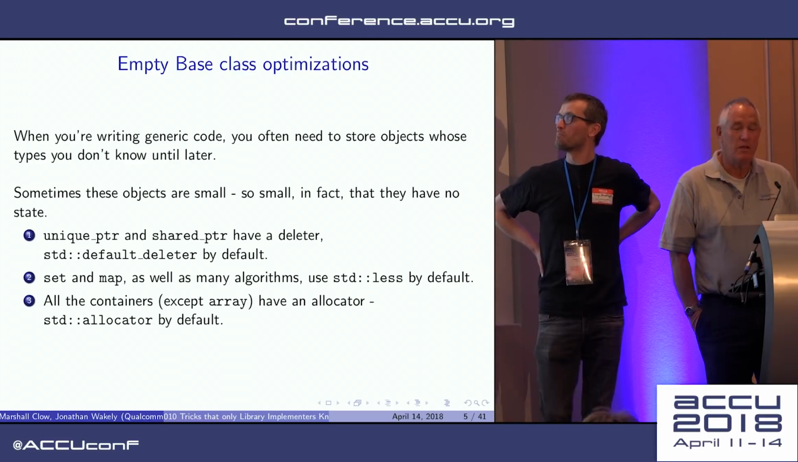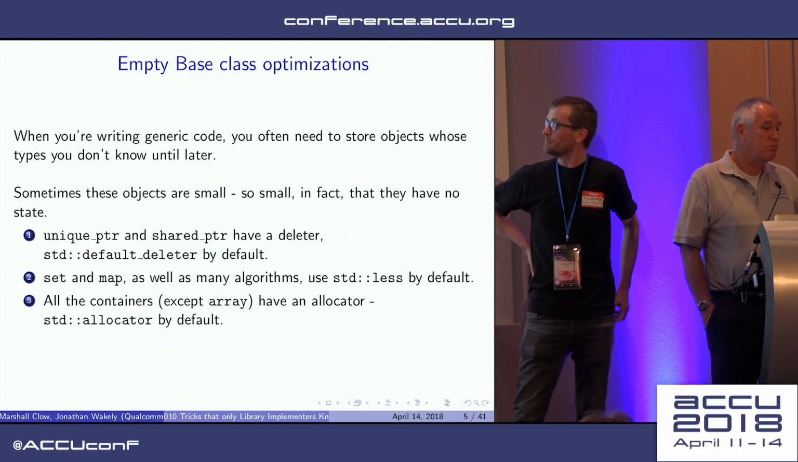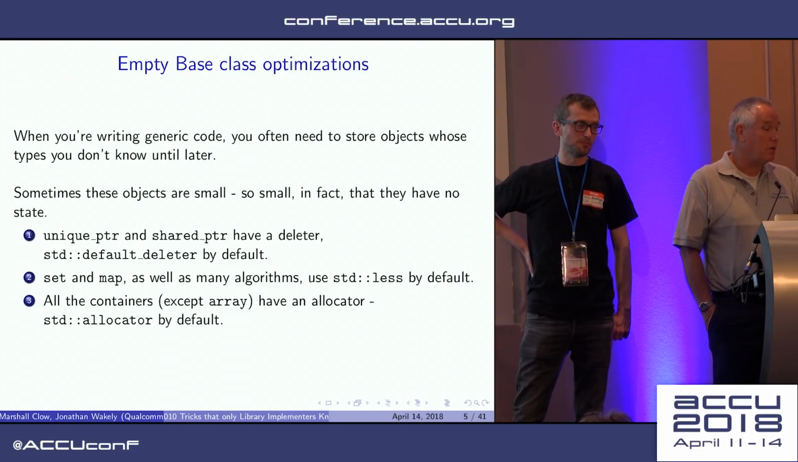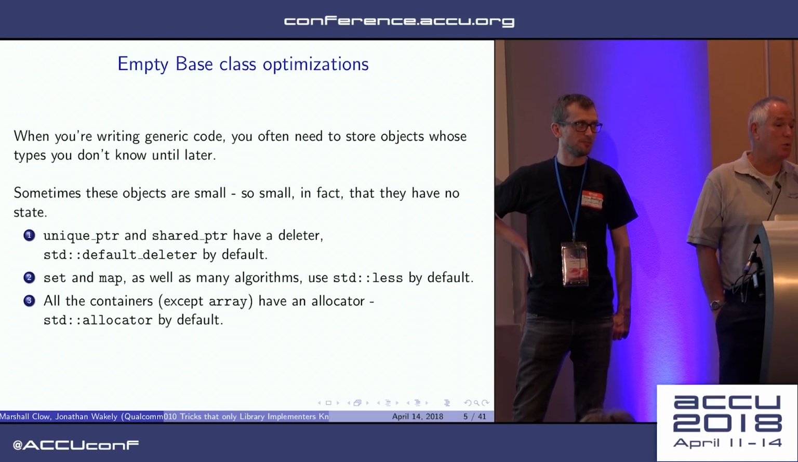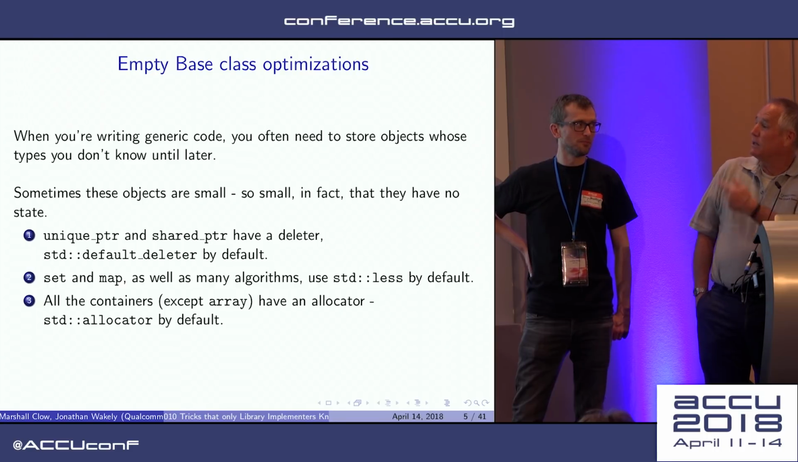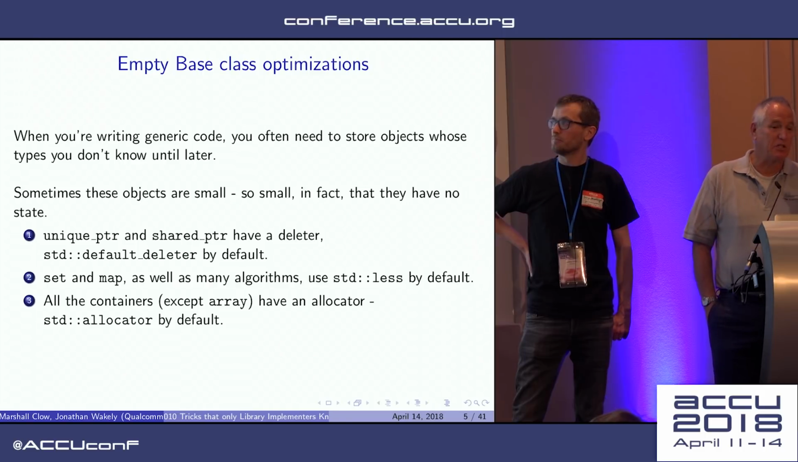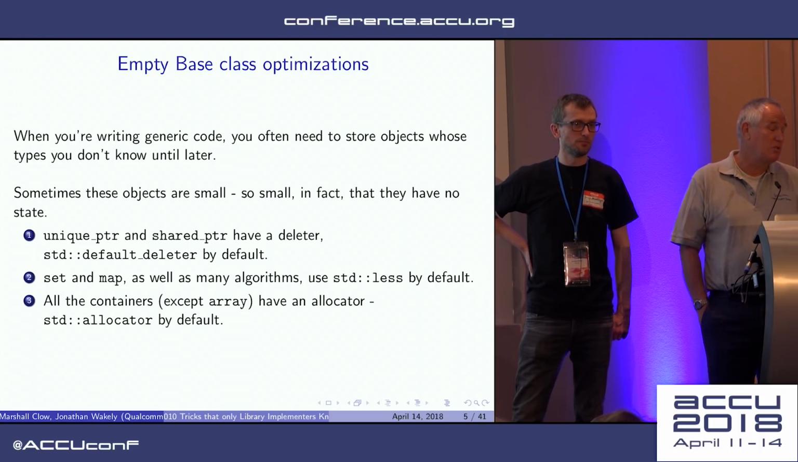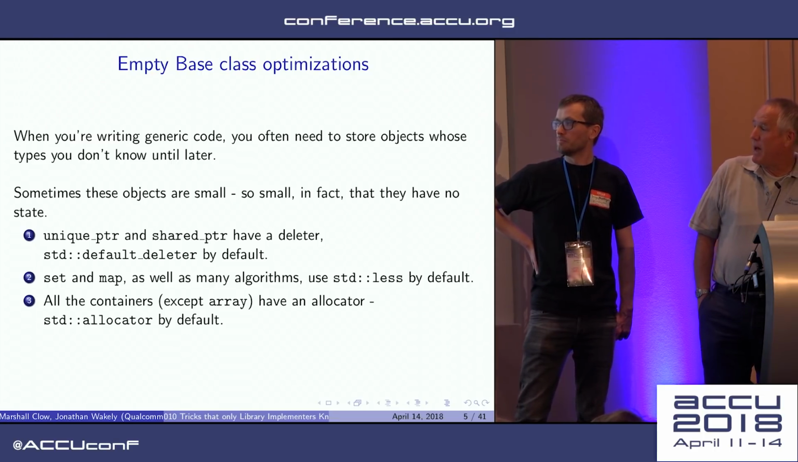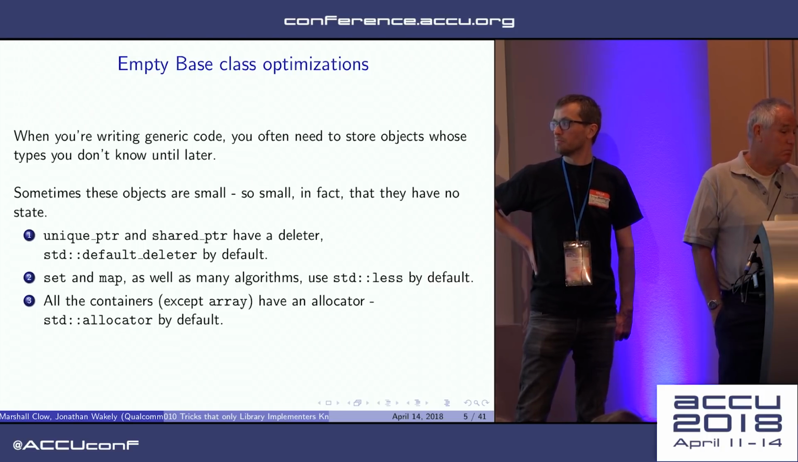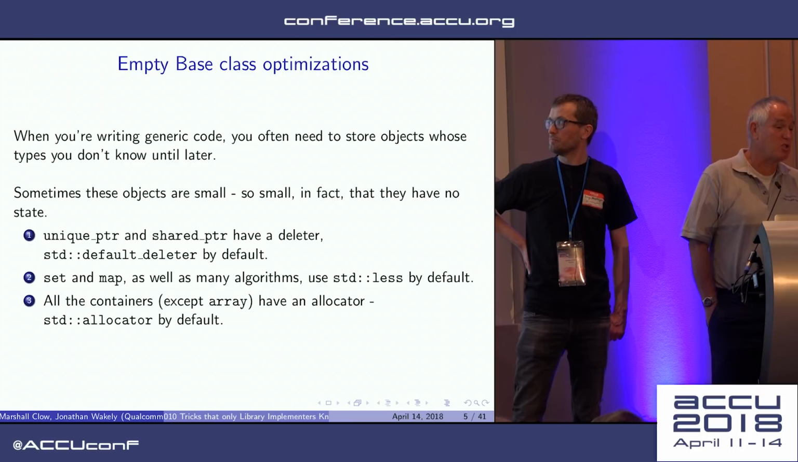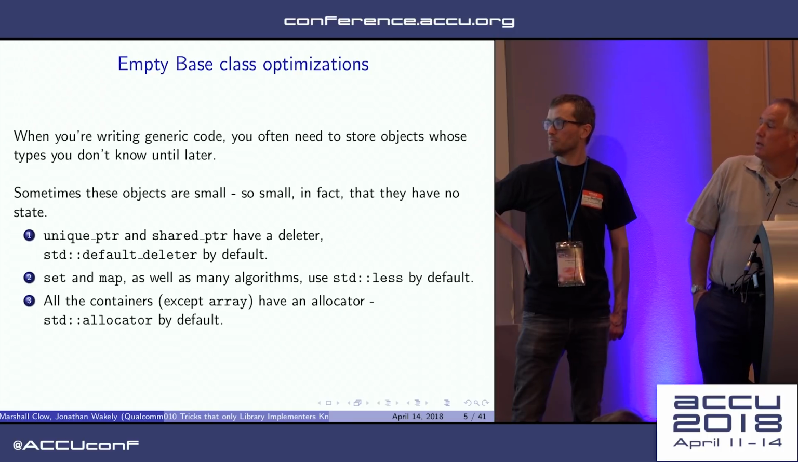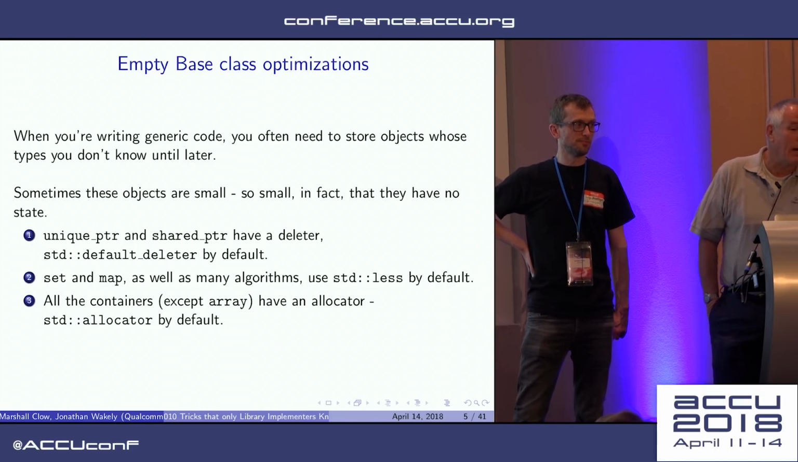Empty base class optimizations. Okay, so when you're writing generic code, sometimes you delegate some of the design choices to a user-provided class, a traits class or an auxiliary class or something like that. In unique pointer, for example, and shared pointer, they have a deleter that controls how the resource gets disposed, and the default deleter is the default one that the standard library provides, and that's what you get if you don't specify your own. Set and map and a bunch of algorithms have a comparison operator that controls how things get sorted or how your set gets ordered. All the containers, well, except array, have an allocator.